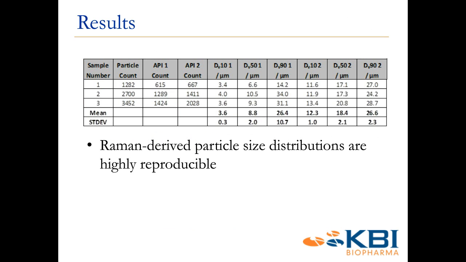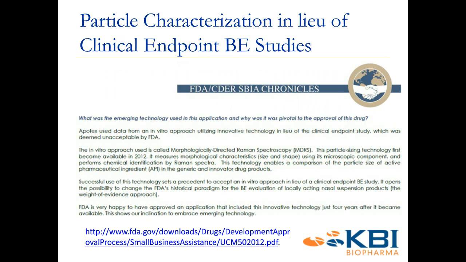And this shows here how it is a very robust method. It's quite useful and can be implemented as lot release in place of that laser diffraction. We get nice repeatable results with a well-developed method. And this has actually recently been accepted by the FDA, so that's created a lot of interest, certainly with our lab helping folks. So the FDA recently accepted this morphology G3ID method in lieu of a clinical endpoint.